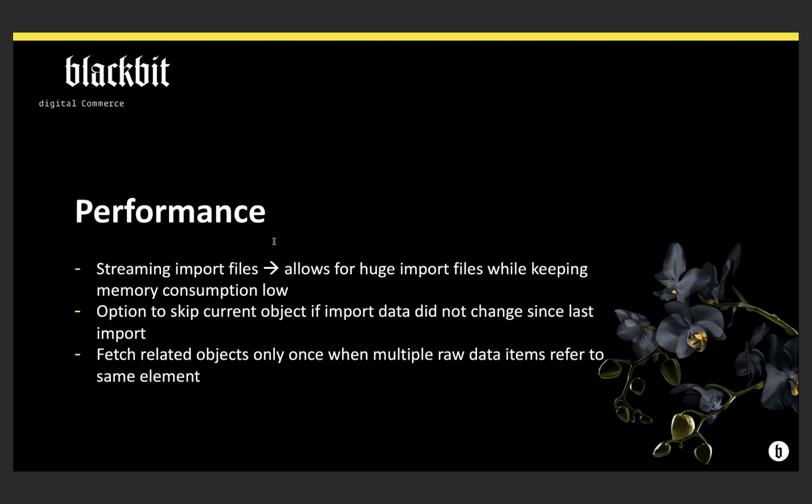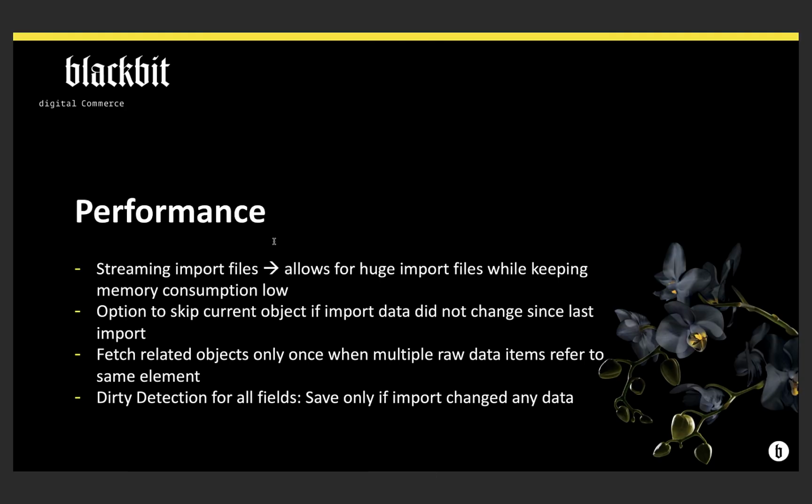Then we can fetch related objects only once when multiple raw data items refer to the same element. Back to our demo, we had the manufacturer relation. When you imagine that there are multiple products which relate to the same manufacturer, then the manufacturer gets only fetched once, and when the same manufacturer should get fetched again, then it gets delivered from the cache.